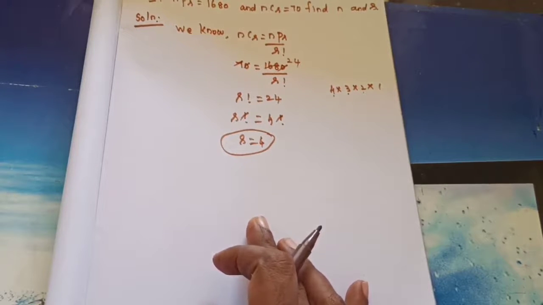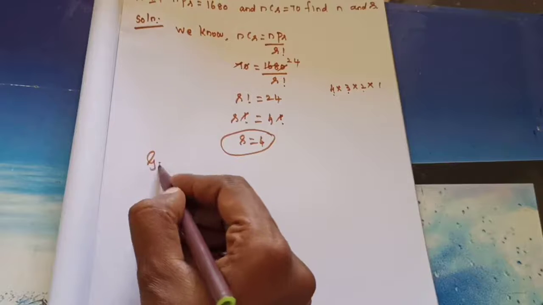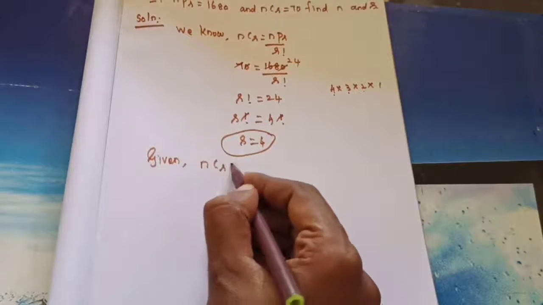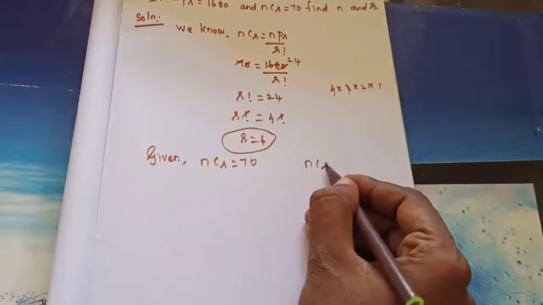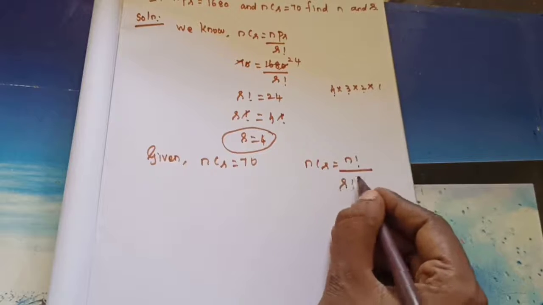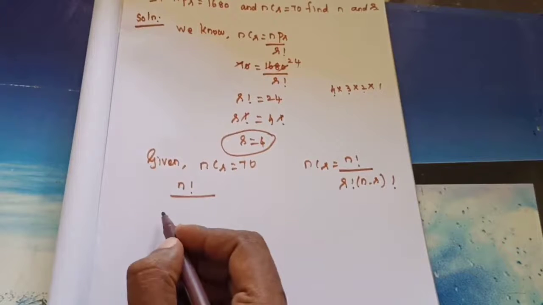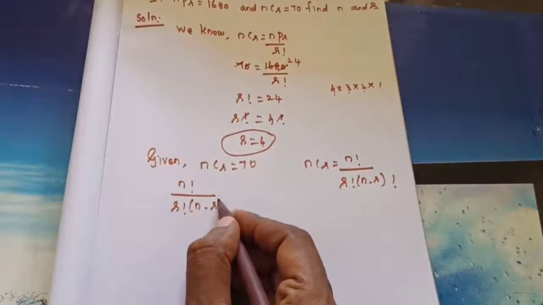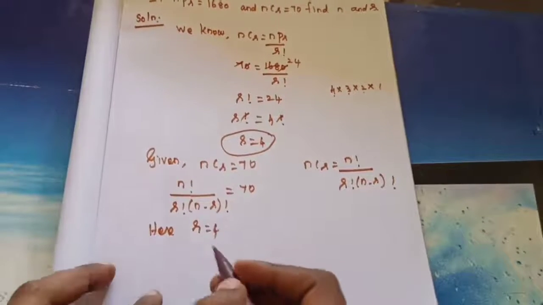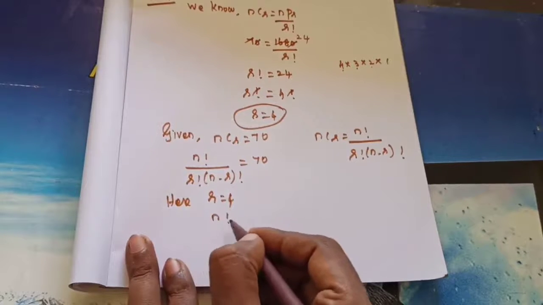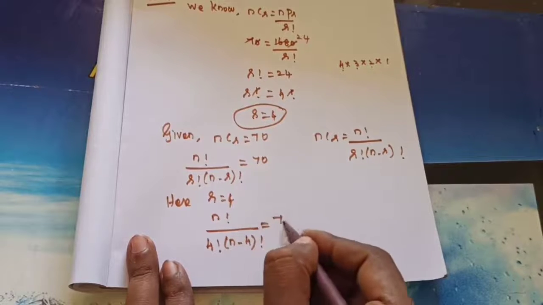So how will you find the value of N? For that, we'll just take any one of the given values. Given NCR equal to 70, is it right? For NCR, what's the formula? N factorial divided by R factorial into N minus R factorial. We'll use that formula here. So how will you write? N factorial divided by R factorial into N minus R the whole factorial equal to 70. Here what's the R value? 4. Now we can substitute the R value here. So how much will we get? N factorial divided by 4 factorial into N minus 4 factorial equal to 70.